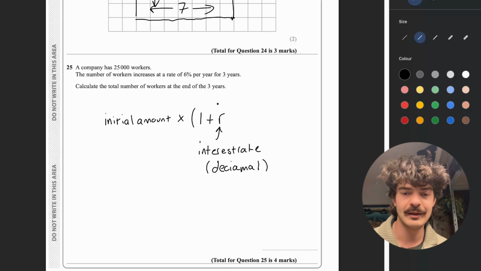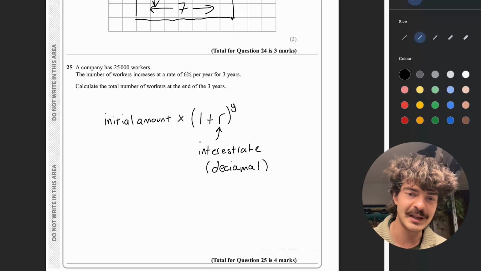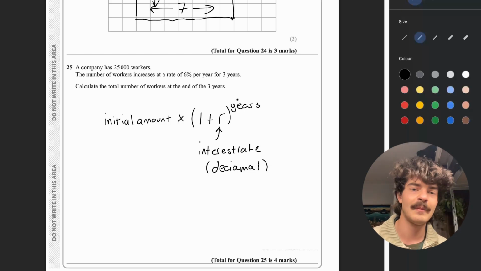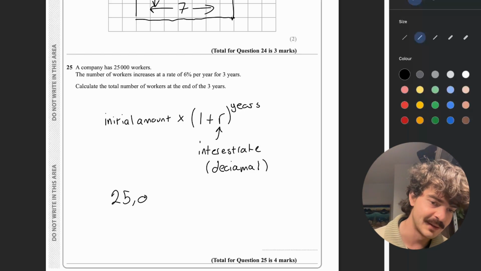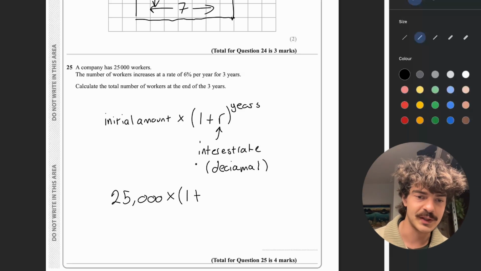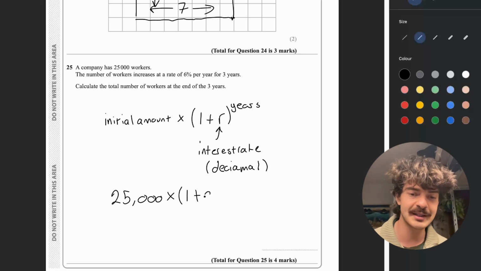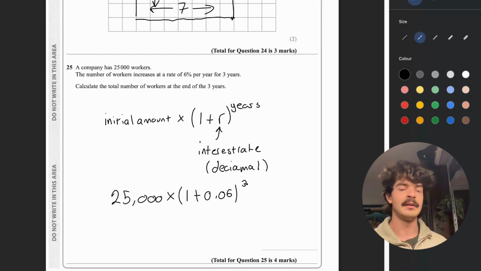And then what do we want from here? It's all to the power of the years, the number of years. Okay, so if we take all of our values and see what happens, we've got 25,000 multiplied by 1 plus our interest rate, 6%, but as a decimal, 0.06, all to the power of number of years, 3. Boom. Right, let's type that in and see what it gives us.